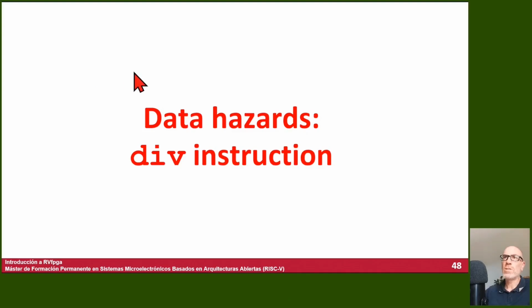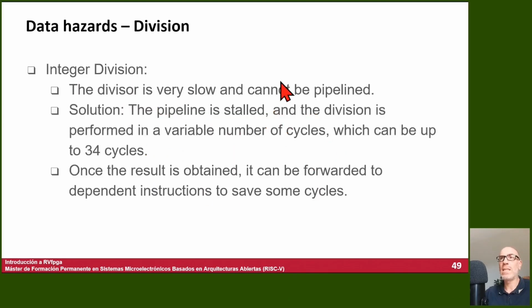To wrap up data hazards, let's briefly discuss the case of division. As we said, the divider is very slow and can't be pipelined, so the solution is to completely stop the processor until the division result is ready. At that point, if needed, it forwards to dependent instructions. Otherwise, execution simply continues.